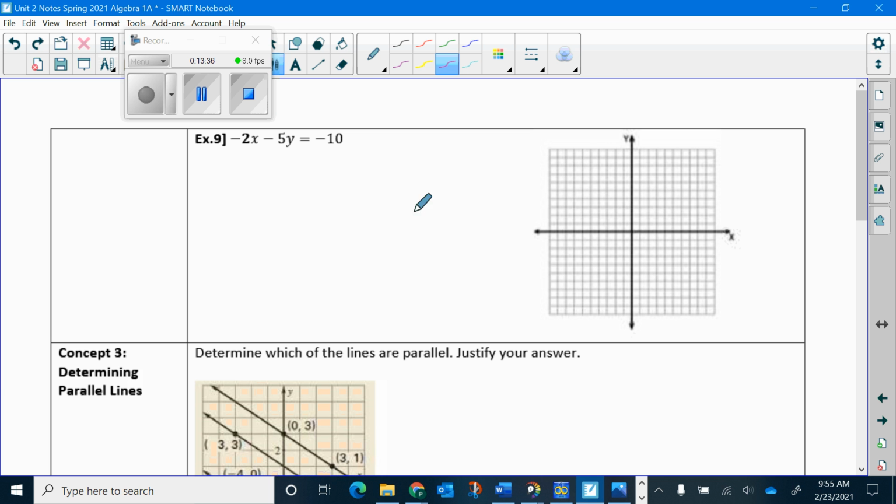All right, one more like that. So try it again. Try this one on your own, and then come back to me and see how you do. I'm going to add 2x to both sides.